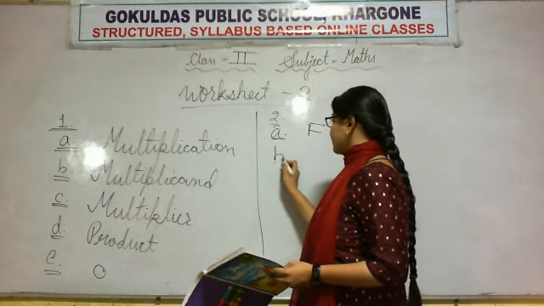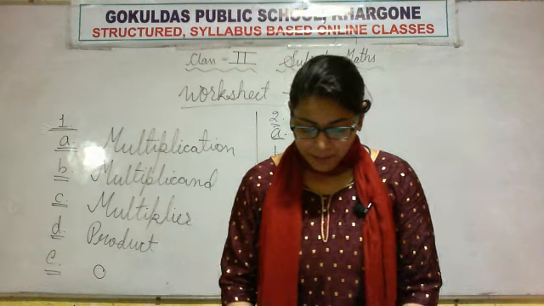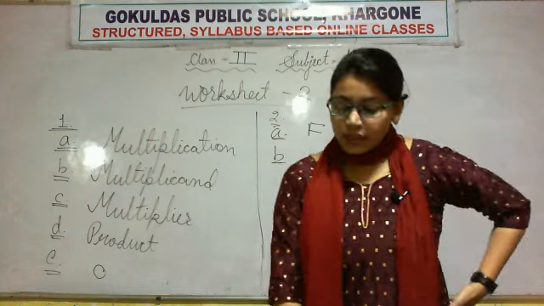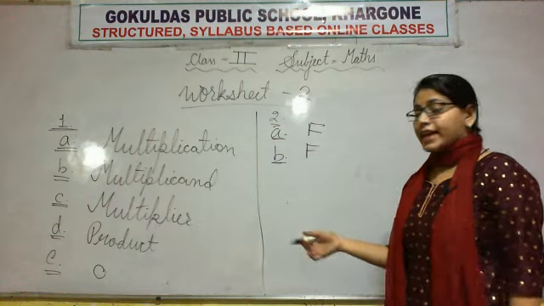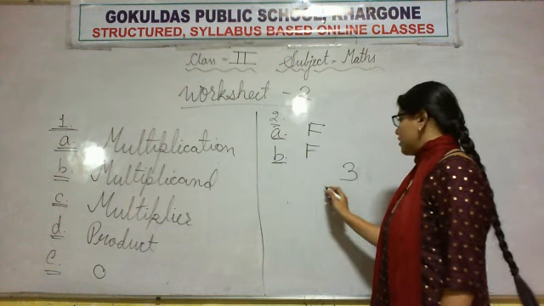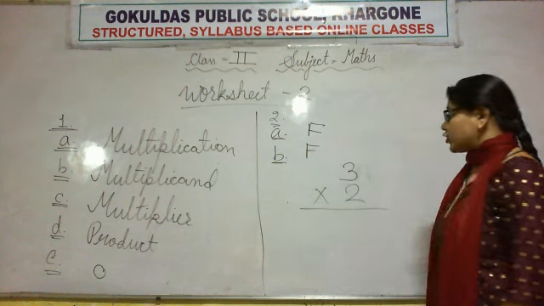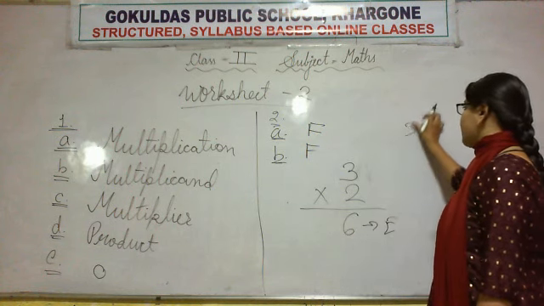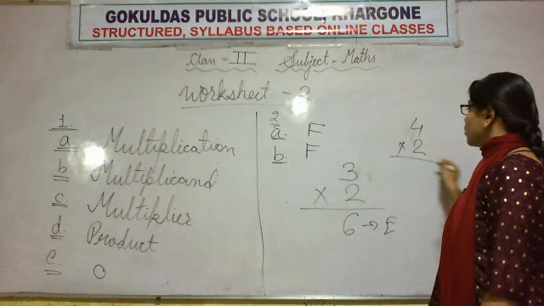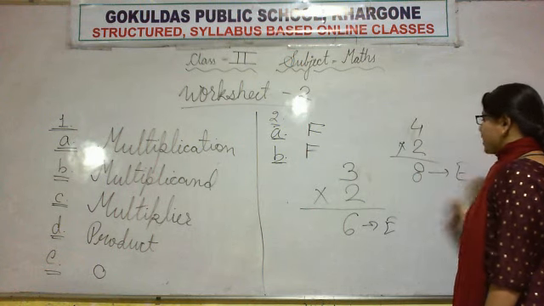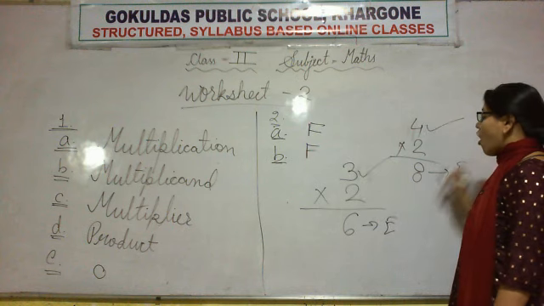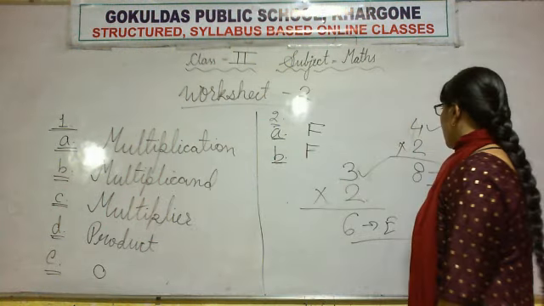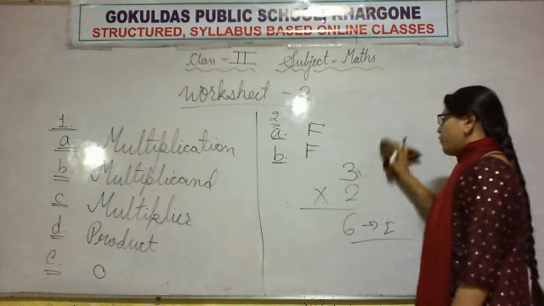Now the B. If a number is multiplied by 2, the answer will always be an odd number. No, this is also false. Let's take an example. Let's take odd number 3. 3 into 2, 2 3s are 6. This is an even number. Now let's take an even number, 4. 4 into 2, 2 4s are 8. Again it's an even number. So whether we multiply an odd or even number, we always get an even number. So the second statement is false too.